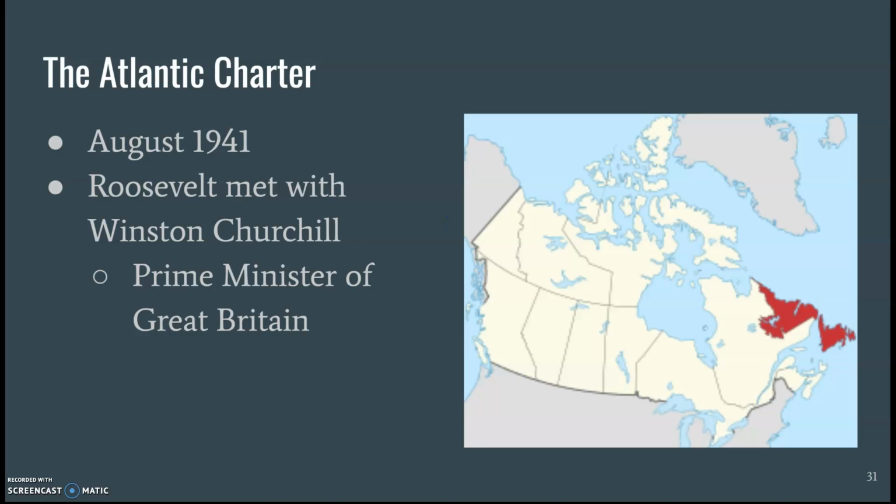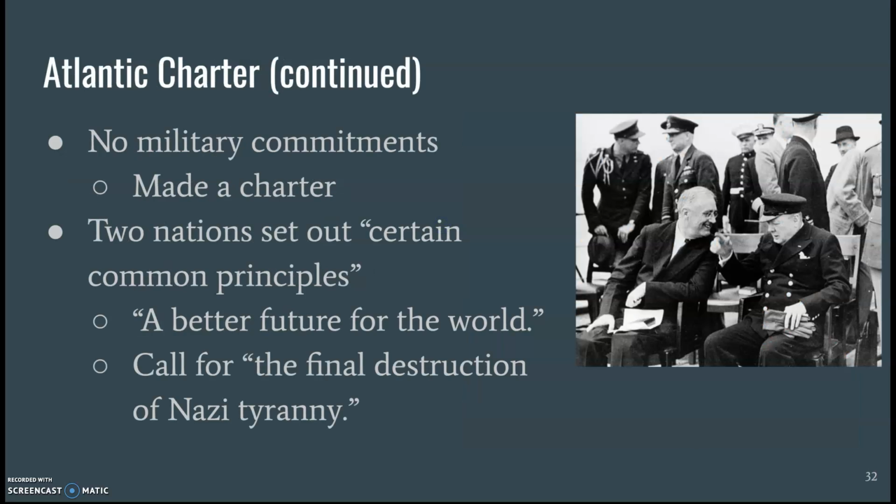The Atlantic Charter is signed off the coast of Newfoundland, where President Roosevelt meets with Winston Churchill, who's the Prime Minister of Great Britain. And they outline this whole idea where there's no military commitments but a charter, which is a fancy piece of paper, basically, to have common principles and a better future for the world and call for the final destruction of Nazi tyranny. So there's no military commitment, but they're outlining that they want to help each other.